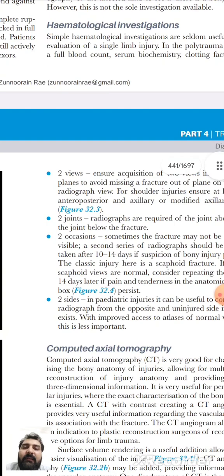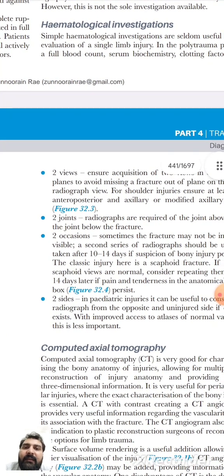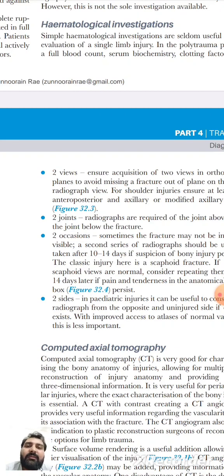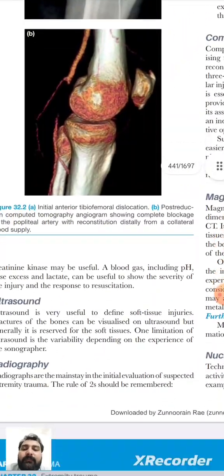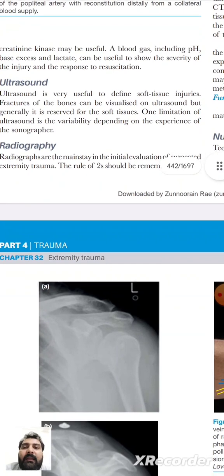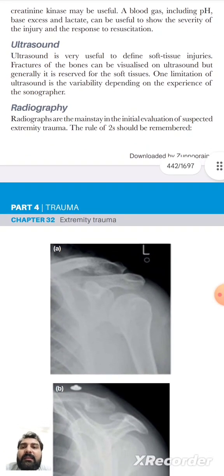Serum chemistry. Why are renal function tests needed? Because in crush syndrome, when there is damage to the muscle, myoglobin can damage the nephrons, the tubules of the kidney. So serum biochemistry is also important. A blood gas including pH, base excess, and lactate can be useful to show the severity of the injury and response to resuscitation.